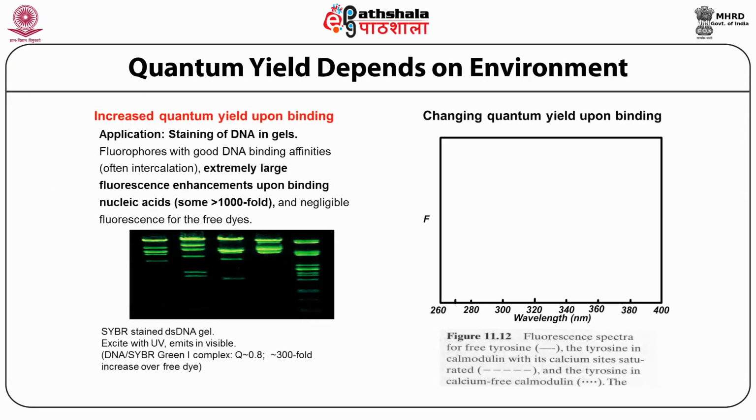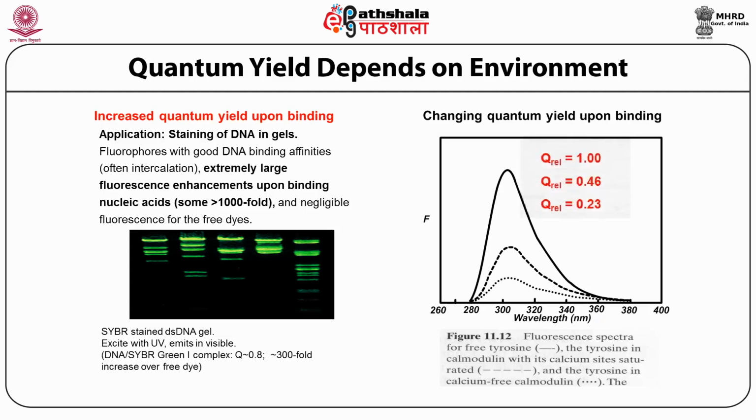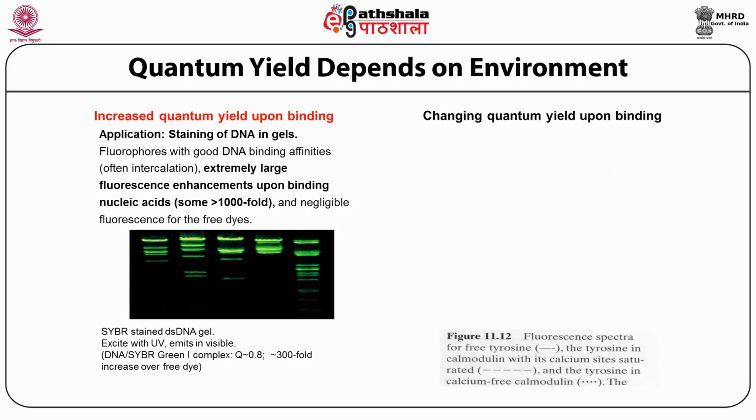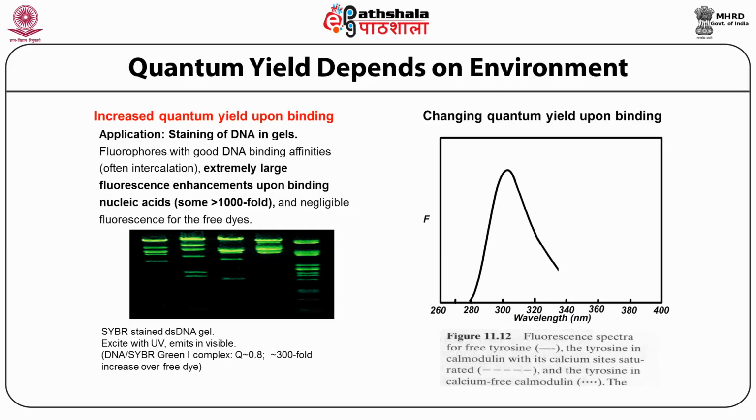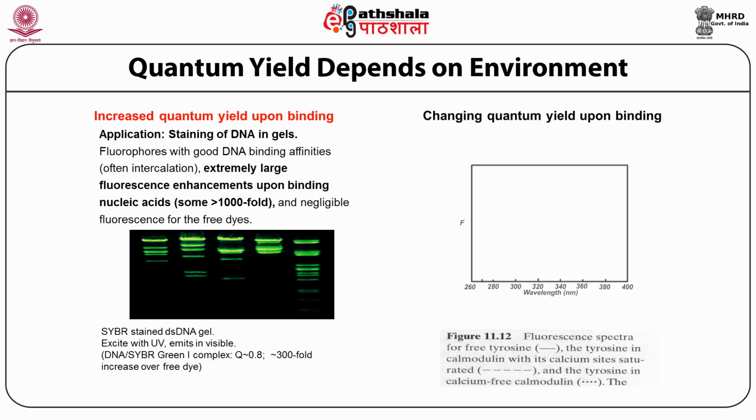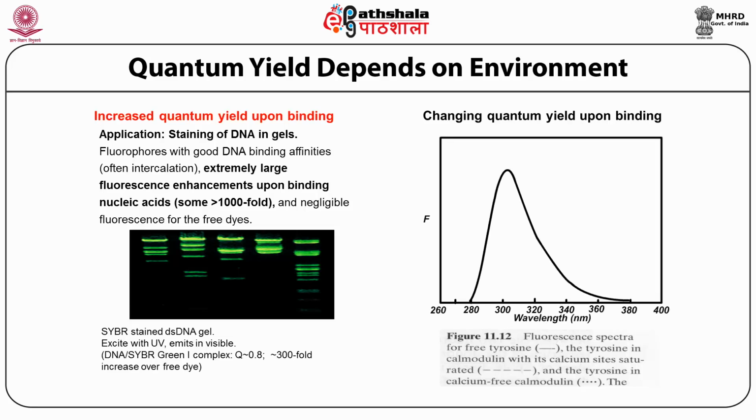We discuss the factors which affect the quantum yield. The quantum yield depends basically on the environment, with an increase in quantum yield upon binding, which is used for the application of DNA staining of gels. Fluorophores with good DNA binding affinities often have extremely large fluorescence enhancement upon binding of the nucleic acid, more than 1000 fold, and negligible fluorescence in the free dye. For example, SYBR Green stained double-stranded gels, excited with UV, emit in the visible. And you can see here the change of the quantum yield upon binding.